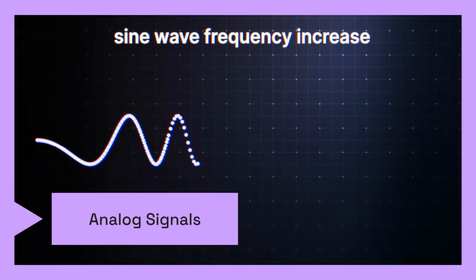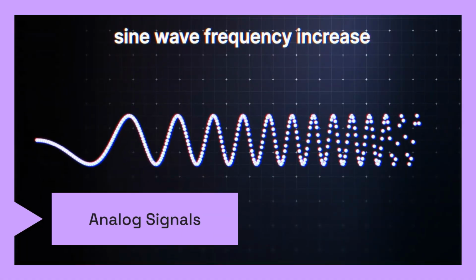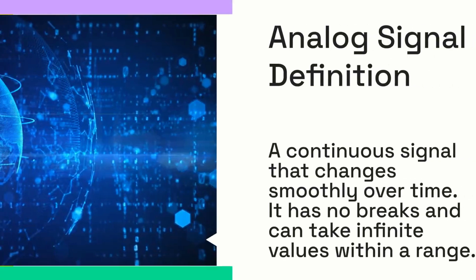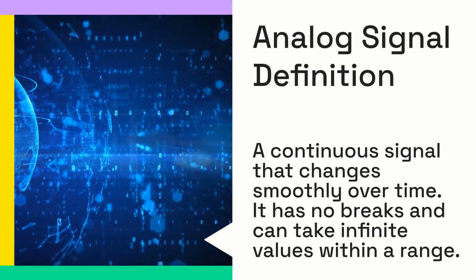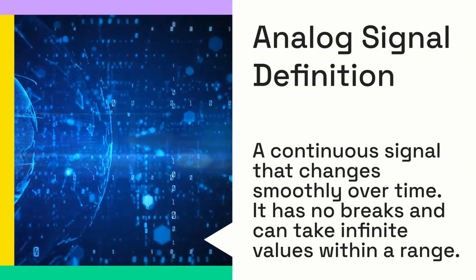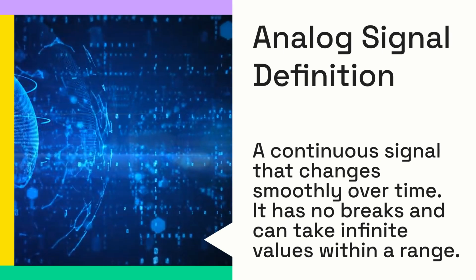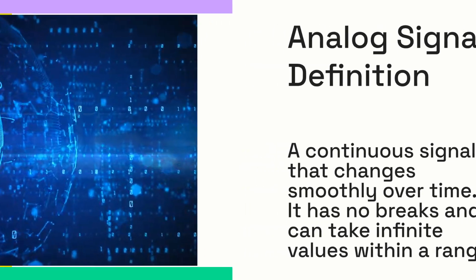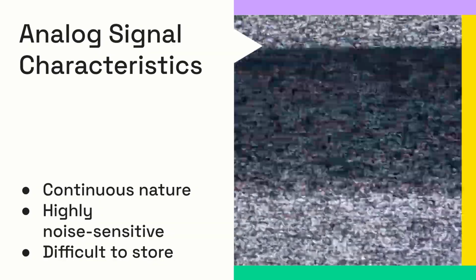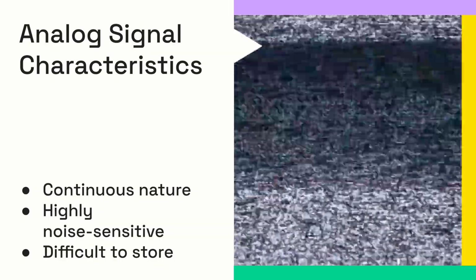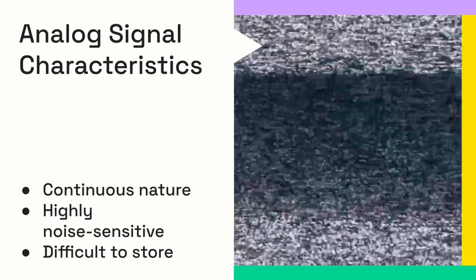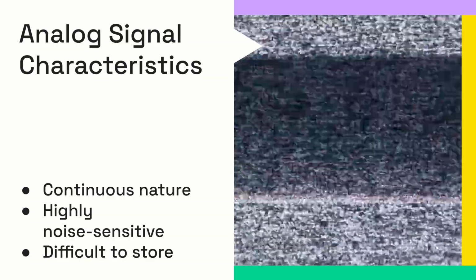Let's start with analog signals. These are fundamental to traditional communication methods. An analog signal is continuous, meaning it flows smoothly without any interruptions. It can essentially represent an infinite number of values within its range. Analog signals are continuous, but highly sensitive to noise and interference. This makes accurate storage and transmission challenging due to their infinite detail.